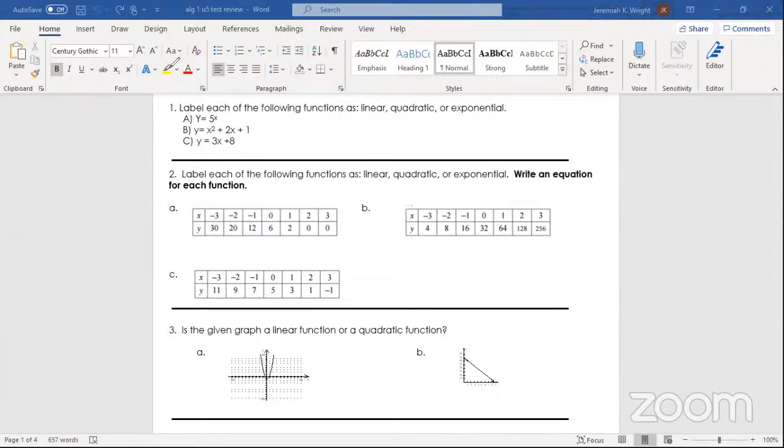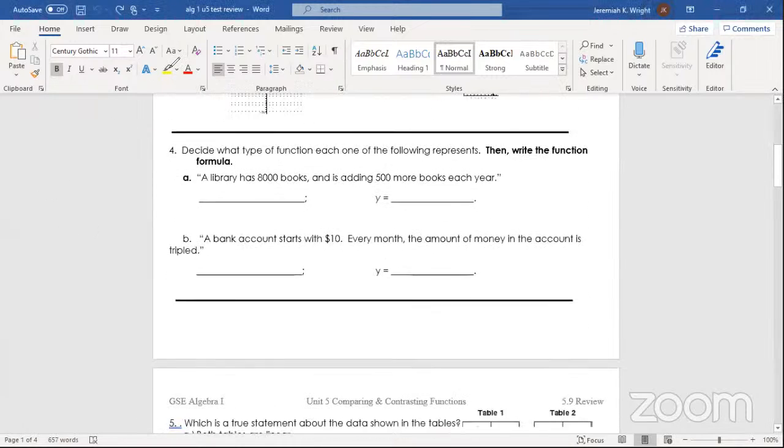All right, decide whether each of these word problems represents a linear function or quadratic. Remember, when we studied this before, it's either linear or quadratic, linear or exponential. We didn't get into the quadratic here.